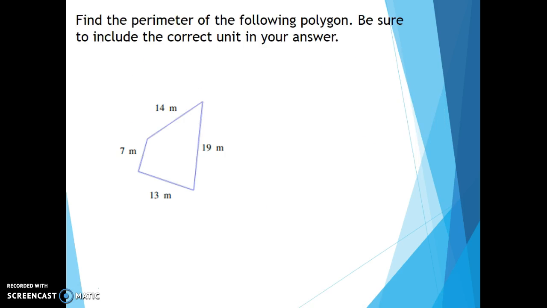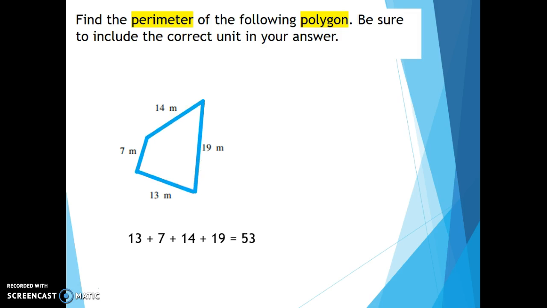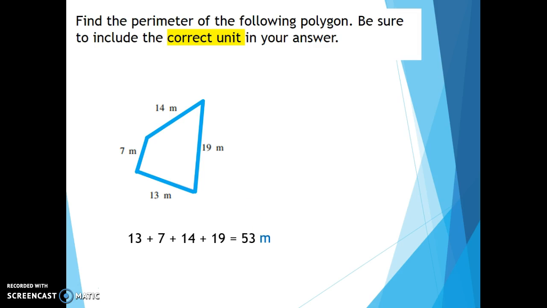Let us look at a few examples from ALEX. Calculate the perimeter of the polygon. 13 plus 7 plus 14 plus 19 is 53. Remember to include units. Perimeter is a line, so these are the units you use when calculating perimeter.